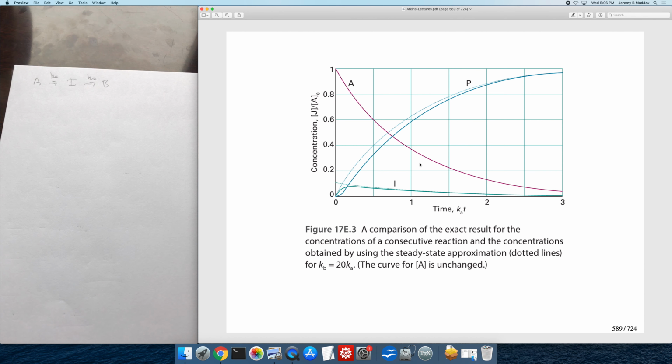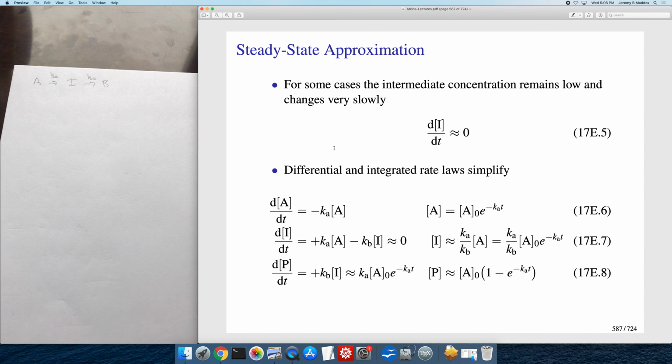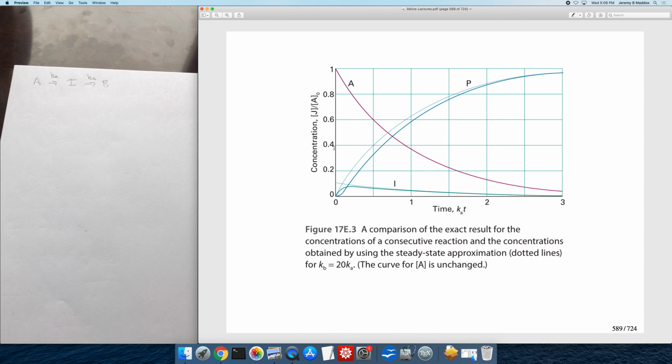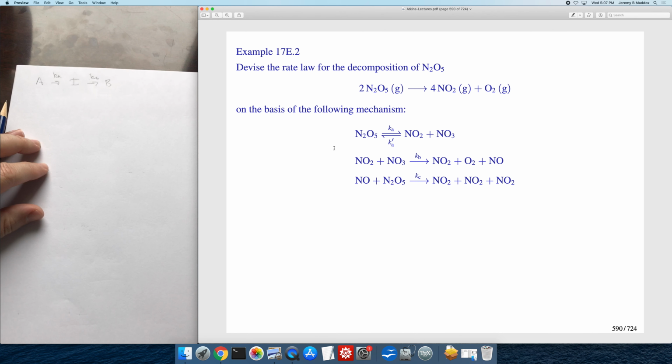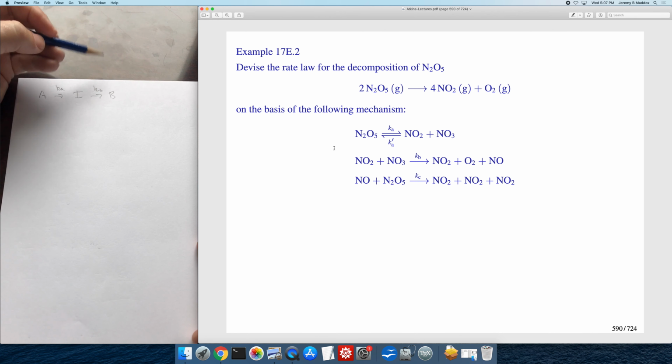And if this statement is not true, then the steady state approximation will be horrible, right? So if the intermediate concentration does build up in your reaction mixture, you should not be using the steady state approximation. When can you get away with using it? You can use it when this second rate constant is large compared to that one. So if this second step is very fast compared to the first step, you're going to be able to get away with the steady state approximation.